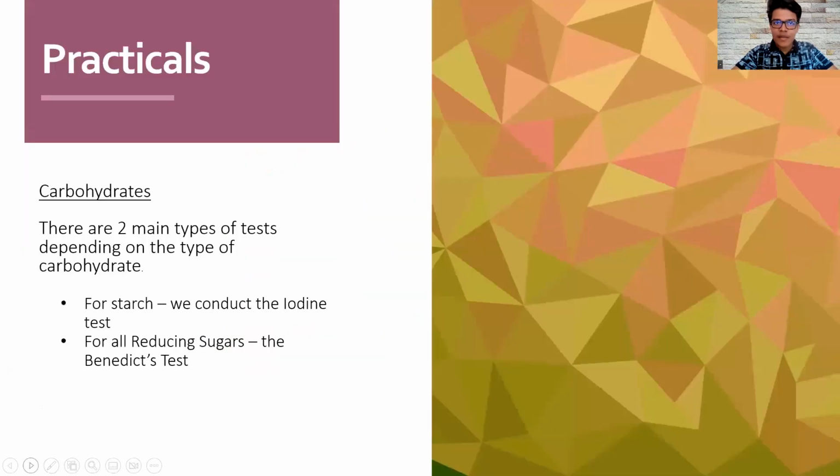Right, next is the practical part of this lesson. First, let's talk about the tests done for carbohydrates. There are 2 main tests depending on the type of carbohydrate, where iodine test is done for starch and Benedict's test is done for all reducing sugars that include maltose, glucose, fructose, and galactose.